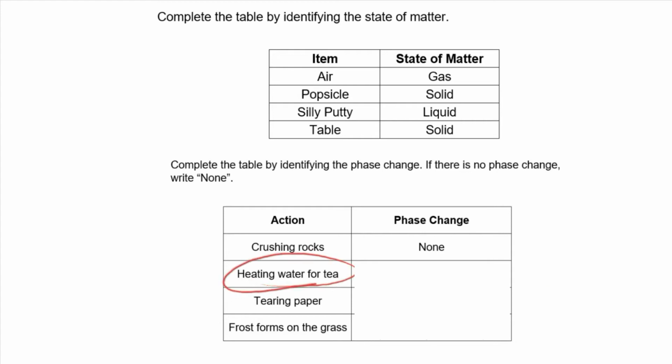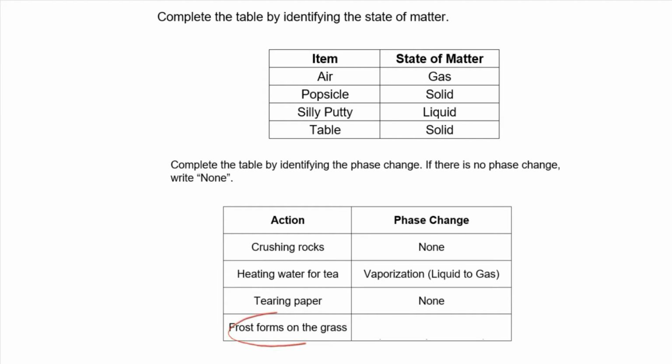Next, we are going to heat some water for tea. This is a phase change from a liquid to a gas, so this is the vaporization phase change. Next, we are going to look at tearing paper. This again is a change in size, not a change in phase, so no, there is no phase change there. Our last action is when frost forms on the grass. This is a phase change, but you may not recognize it as a deposition phase change. This is actually a gas going to a solid. It can also sometimes be a liquid going to a solid as well, but it is definitely a phase change.